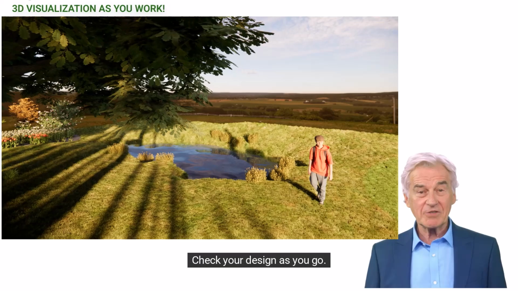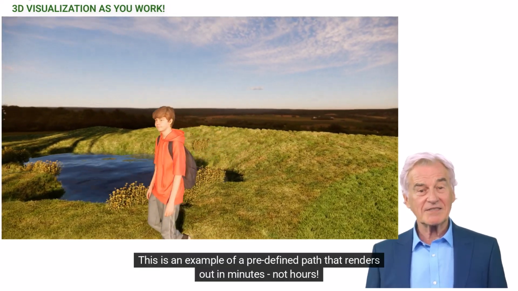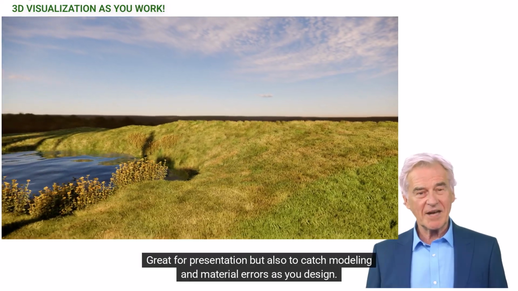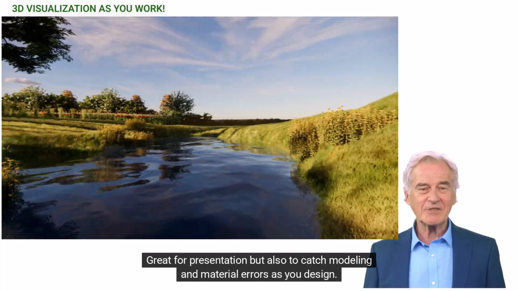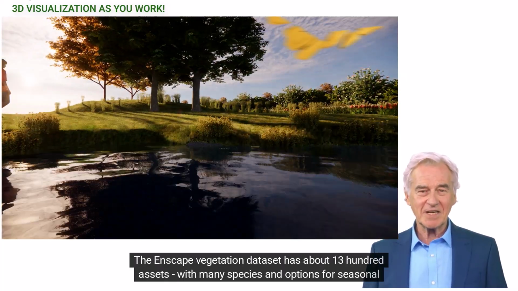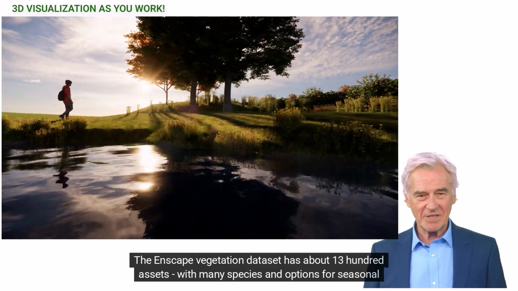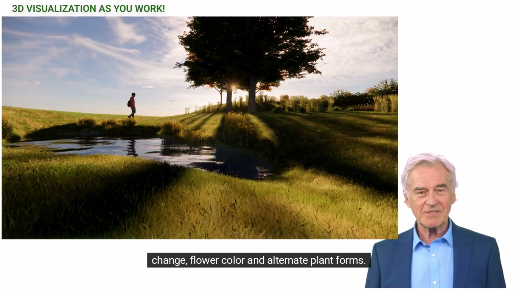Check your design as you go. This is an example of a predefined path that renders out in minutes, not hours. Great for presentation, but also to catch modeling and material errors as you design. The Enscape vegetation dataset has about 1,300 assets, with many species and options for seasonal change, flower color, and alternate plant forms.